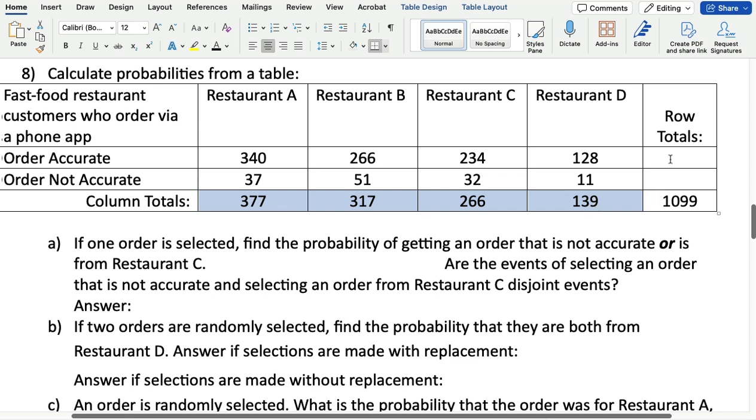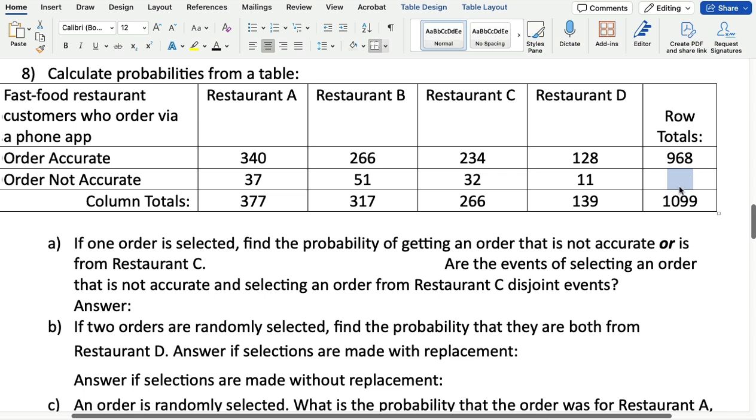Okay, so then these totals also have to be calculated. So basically, what was the total of all of the accurate orders? So if we wanted to know how many orders were accurate out of the 1,099, we would have to add up all the numbers in that row. And that number is here, so we can reveal that. That's 968. So 340 plus 266 plus 234 plus 128 was 968. And whatever's left over has to be here.